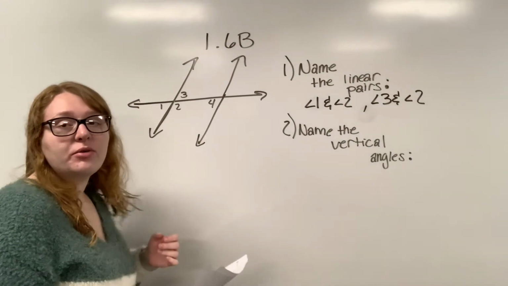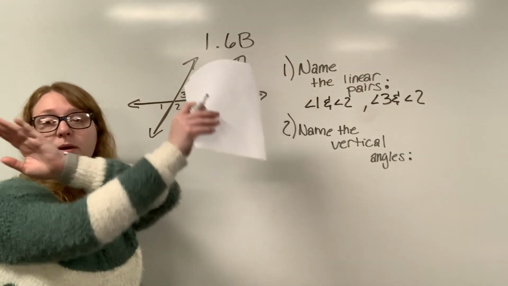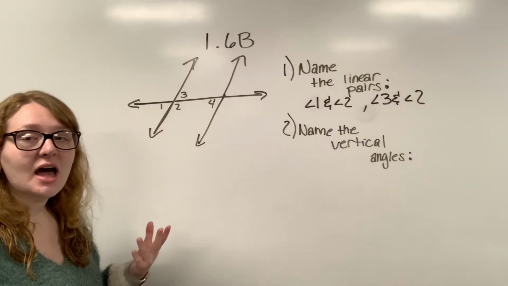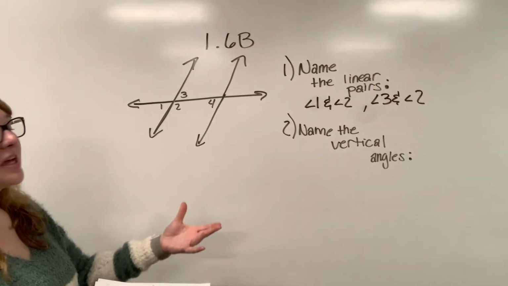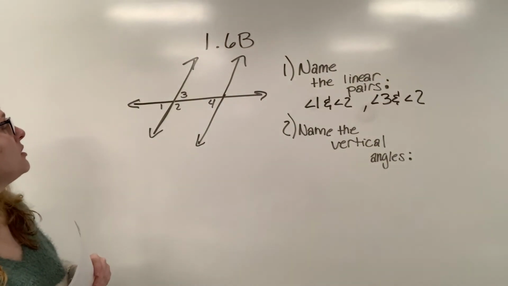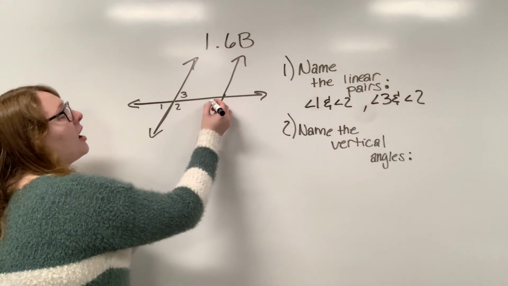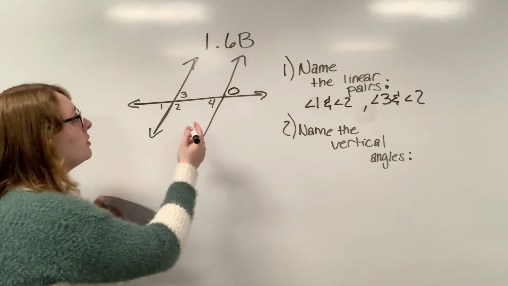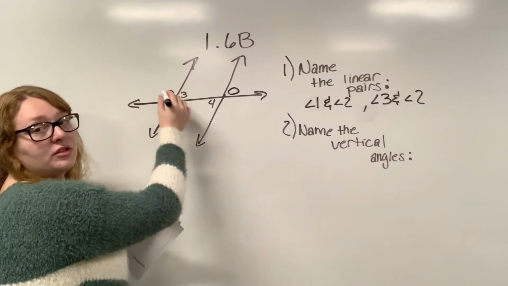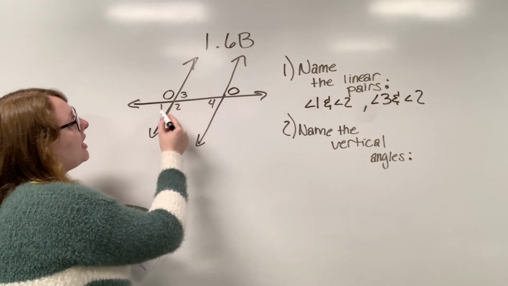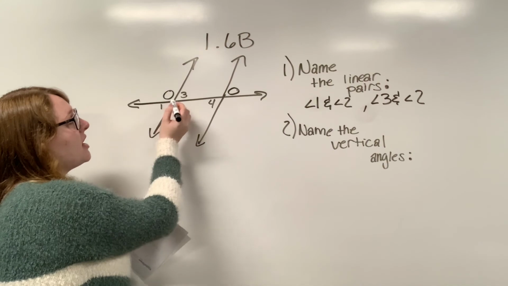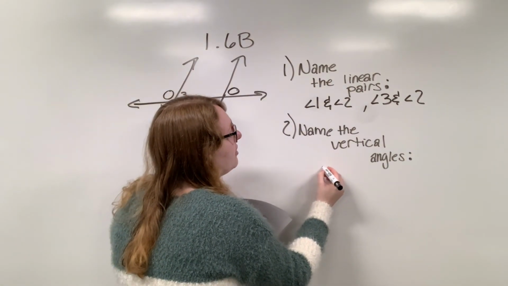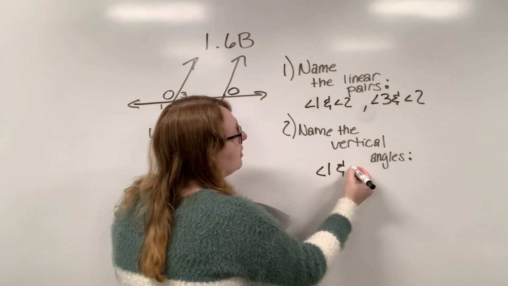Okay, number 2 asks us to find the vertical angles. Remember, we have that symbol. We're looking for 2 angles that are on opposite sides of the intersecting lines, okay? So, I don't see a number over here for 4. I don't see a number over here for angle 2, but angle 1 and angle 3 are on opposite sides of these 2 intersecting lines. So that is a pair of vertical angles, angle 1 and angle 3.